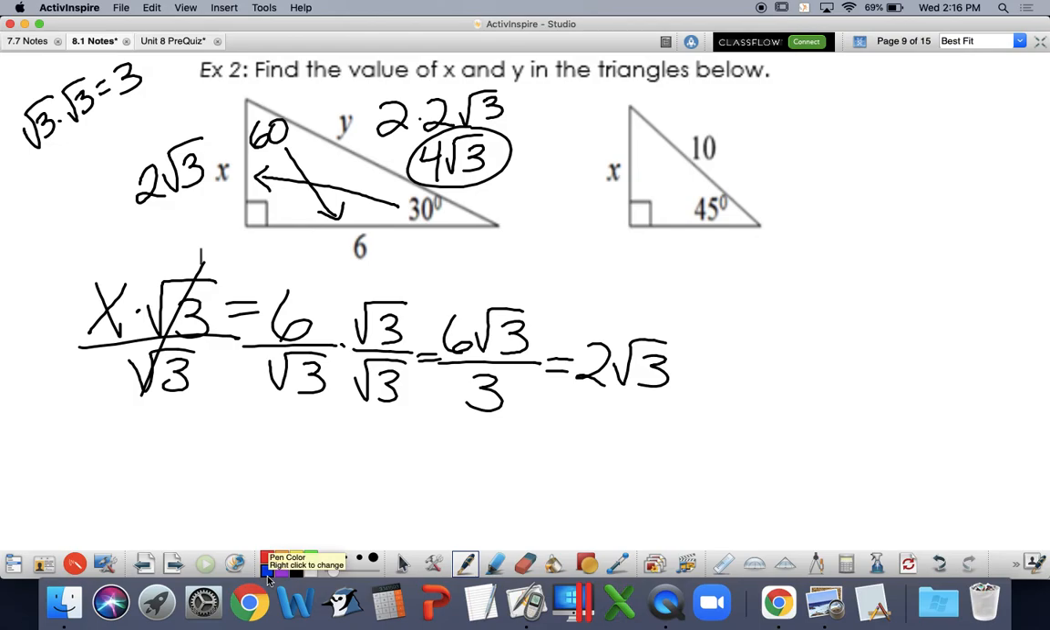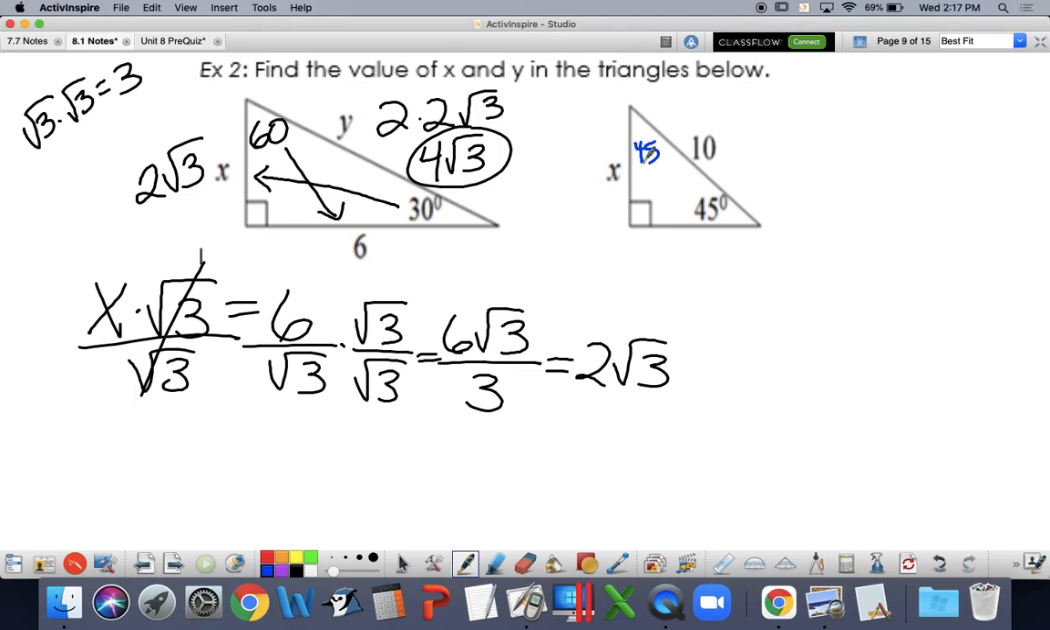All right, now our next one, this is another challenging one because I have a 45, 45, 90. So this should be x square root of 2. I have to figure out what number x can be so that if I multiply it by the square root of 2, I get 10. Anybody have a guess? Think about it. It's worth thinking about for a second. Over here we had a square root of 3. Over here we should have a square root of 2.